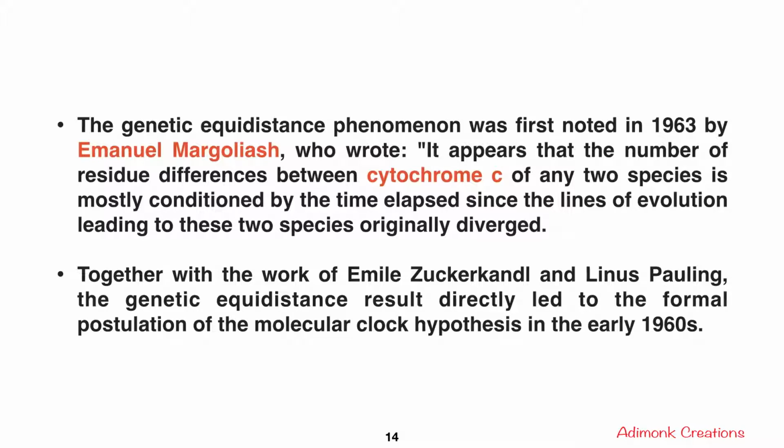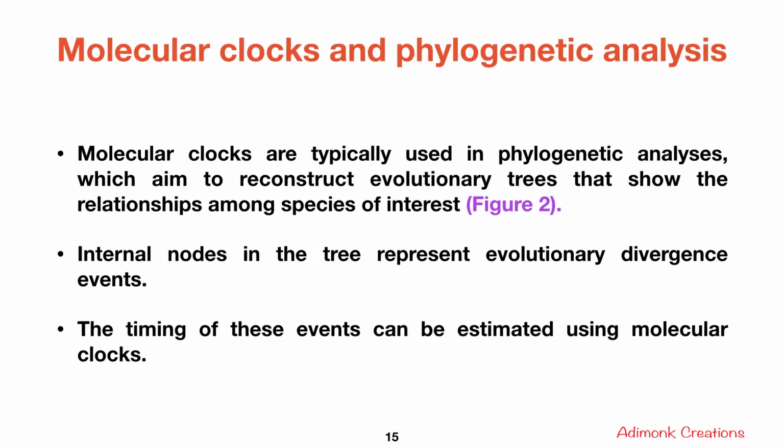So together with the work of Emile Zuckerkandl and Linus Pauling, the genetic equidistance result directly led to the formal postulation of the molecular clock hypothesis in the early 1960s. So now let us see the molecular clock and its use in the phylogenetic analysis.